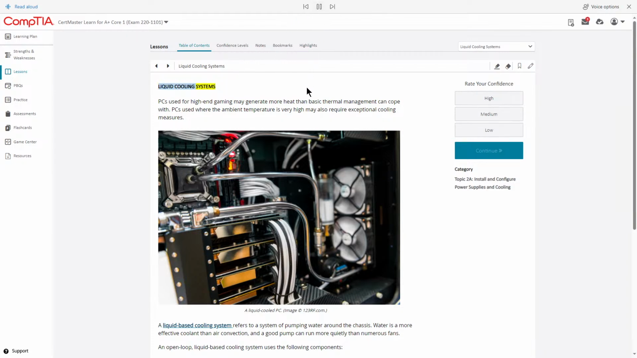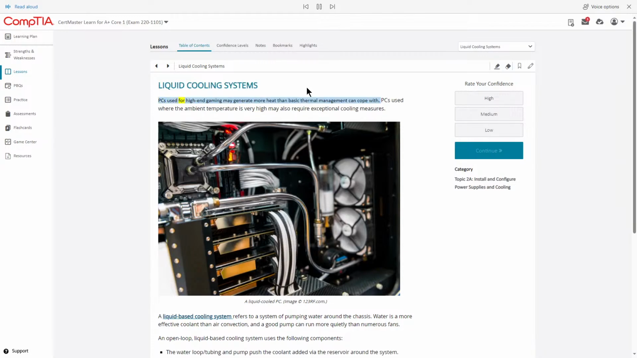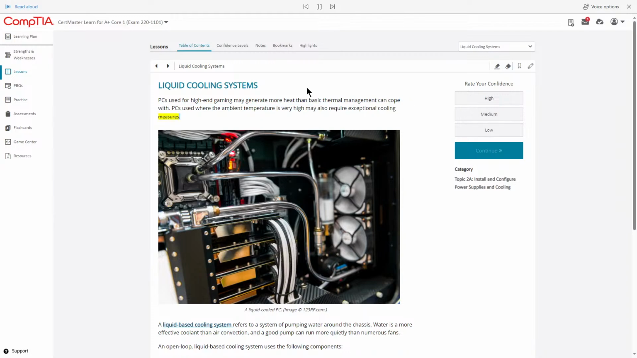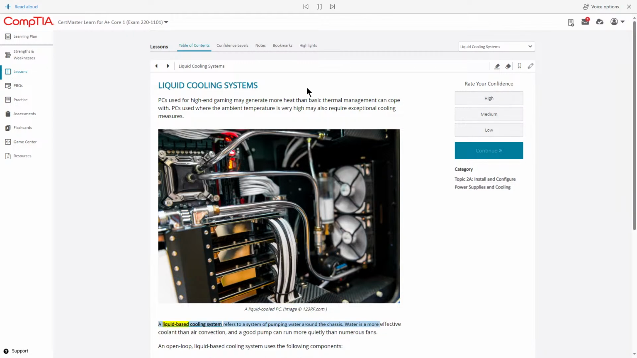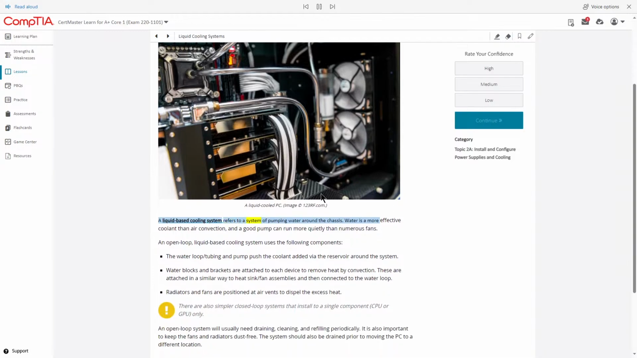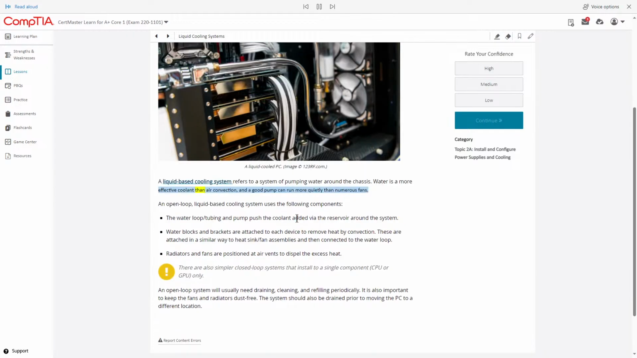Liquid cooling systems. PCs used for high-end gaming may generate more heat than basic thermal management can cope with. PCs used where the ambient temperature is very high may also require exceptional cooling measures. A liquid-cooled PC. Image copyright 123rf.com. A liquid-based cooling system refers to a system of pumping water around the chassis. Water is a more effective coolant than air convection, and a good pump can run more quietly than numerous fans.